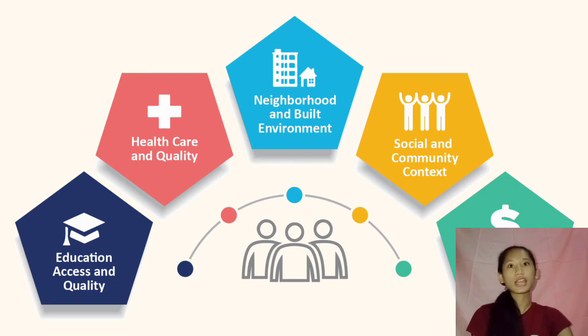These include gender, socioeconomic status, employment status, educational attainment, food security status, availability of housing and transportation, racism, and health system access and quality. The social determinants of health is categorized into 6 sections: education, access and quality, healthcare and quality, food, neighborhood and built environment, social and community context, and economic stability.